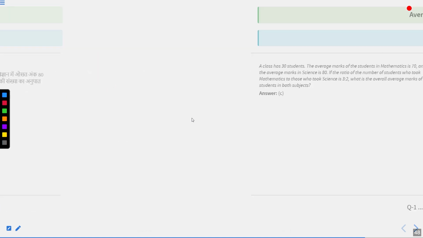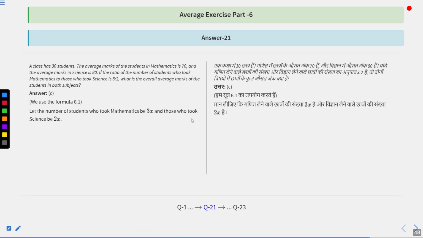Now time's up. Let's see the solution. We use formula 6.1. First, we let the number of students who took mathematics be 3x and who took science be 2x, because it is given in the question, the ratio of the mathematics students and science students. So we just use a variable x. So we can say that 3x and 2x.